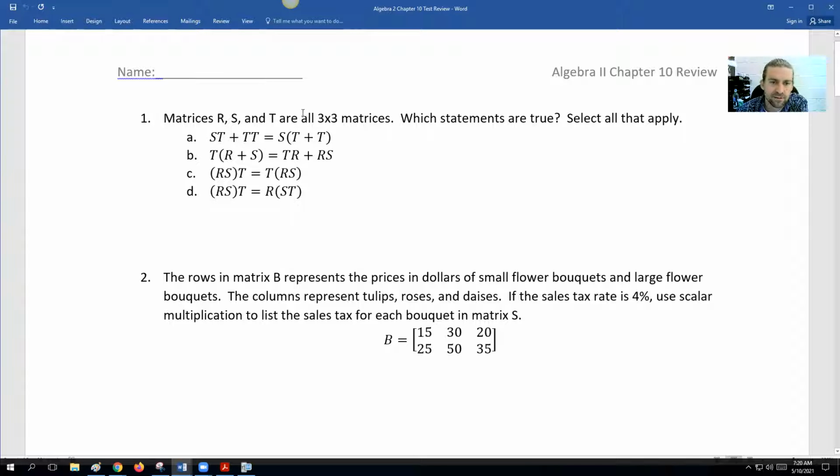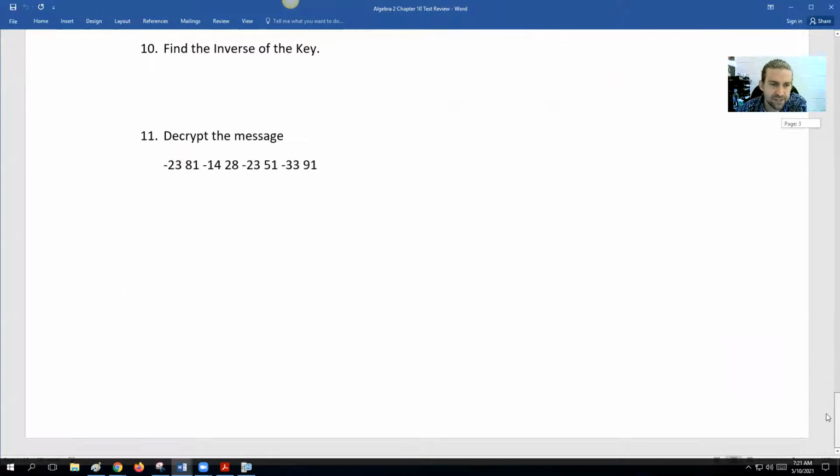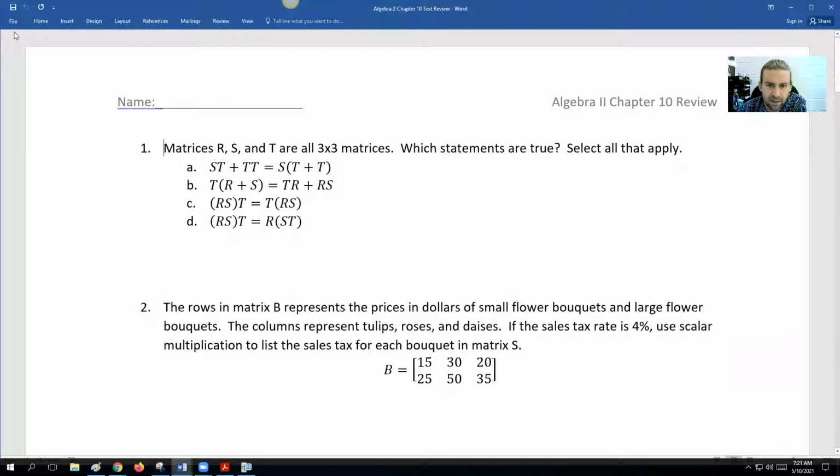So our last test, reviewing for that. Okay, so we'll go over this packet here, and this is going to be very similar to your test, so keep that in mind. Should be a nice, easy test for you guys to wrap up the year.